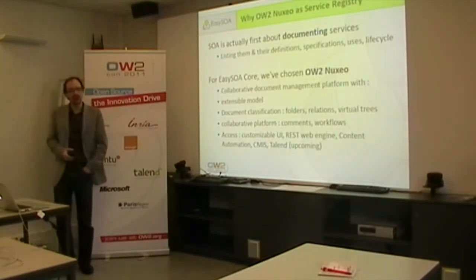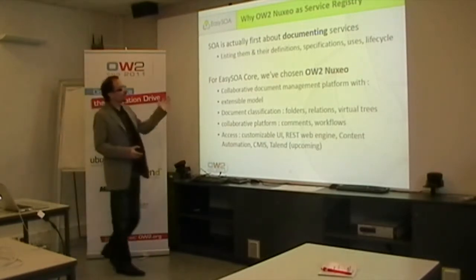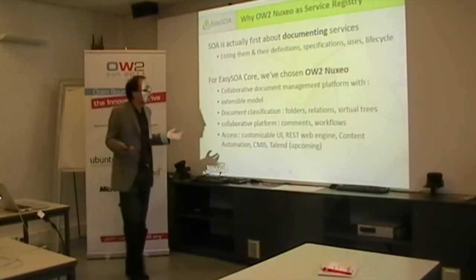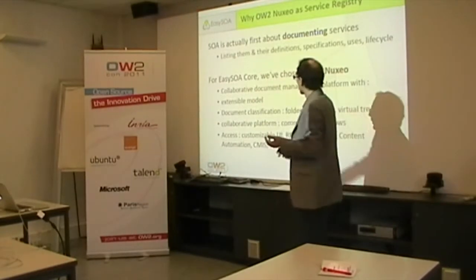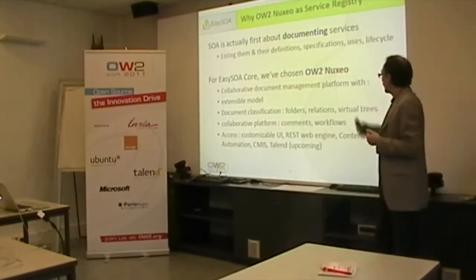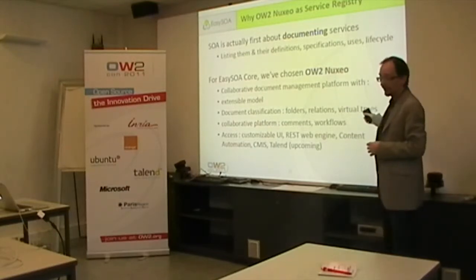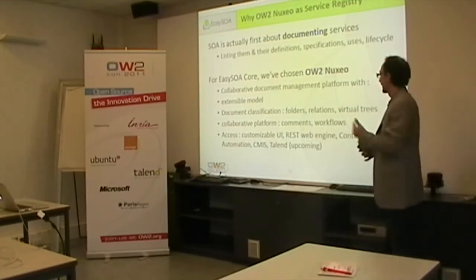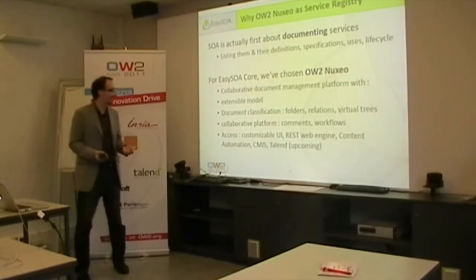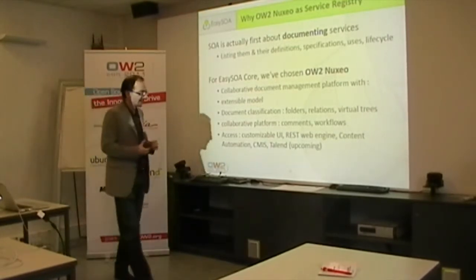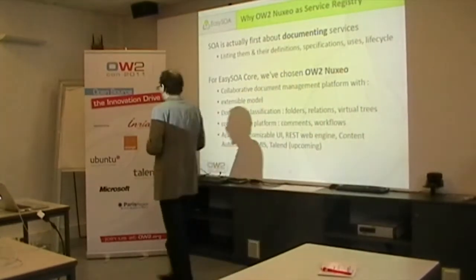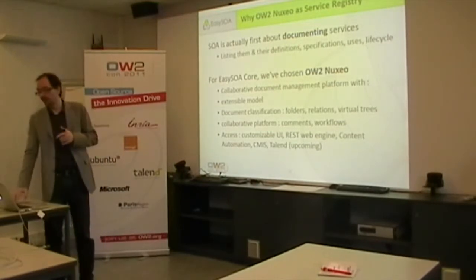So why OW2 Nuxeo as service register? Nuxeo is a collaborative document management platform, so you've got collaboration here. I've already said SOA is actually first about documenting services, so Nuxeo should be perfect. Moreover, it's got an extensive model. You can put your own kind of SOA information on services. It's got document classification. You can relate services with business users. You can have virtual trees showing different points of view to different kinds of actors, business, technical. It's collaborative. You've got comments, workflows. You can even preview documents like WSDLs and annotate them. And you've got overall easy access using either user interface or APIs, either technical or in the field of content and document. And Talend's going to integrate with Nuxeo.